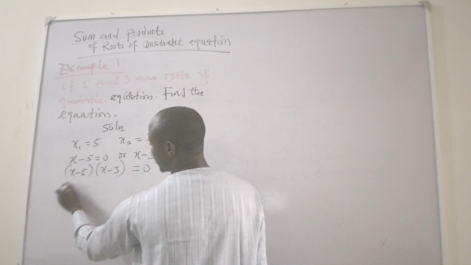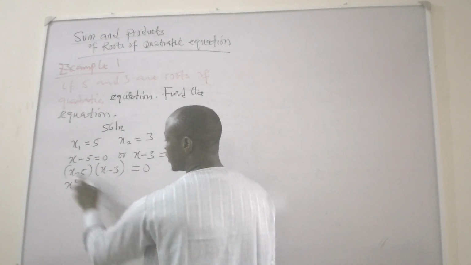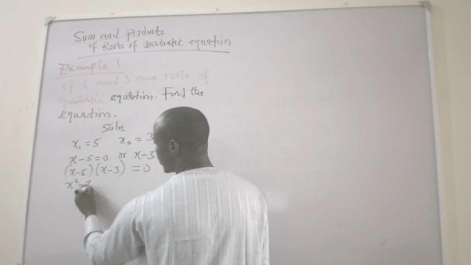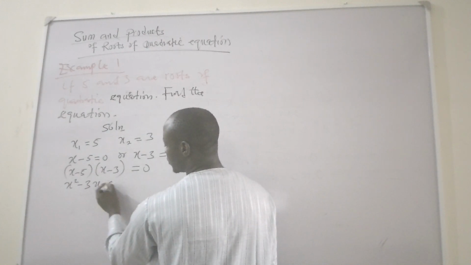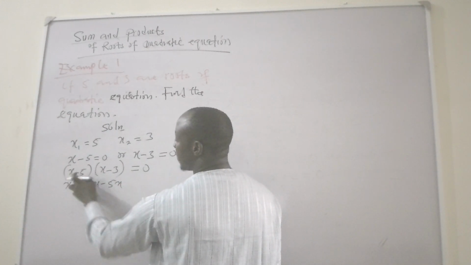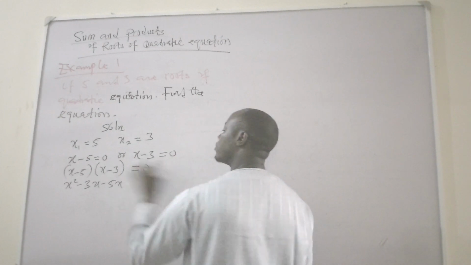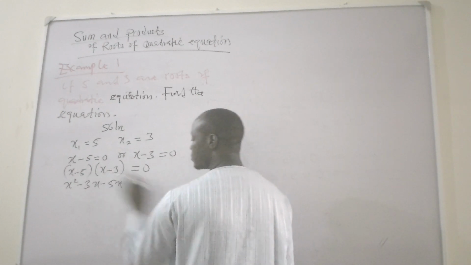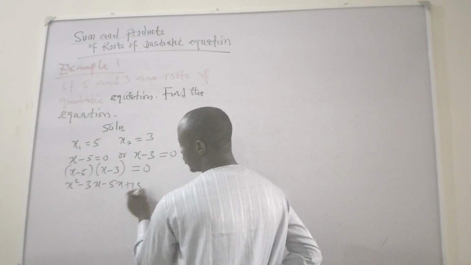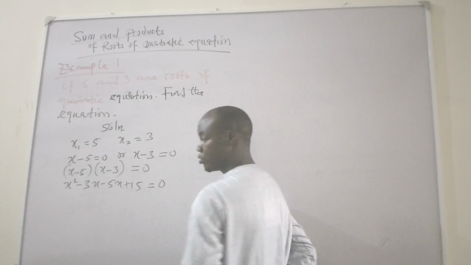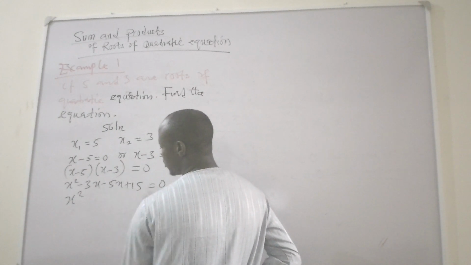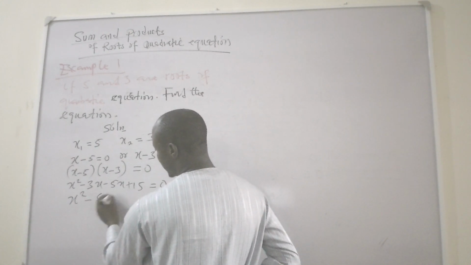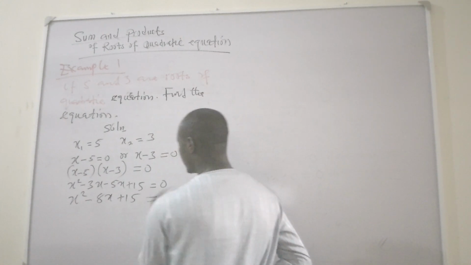So x times x, we have x squared. x times minus 3, we have minus 3x. Minus 5 times x, we have minus 5x. Minus 5 times minus 3, we have plus 15 equals 0. So we now have x squared minus 3x minus 5x, which is minus 8x, plus 15 equal to 0.